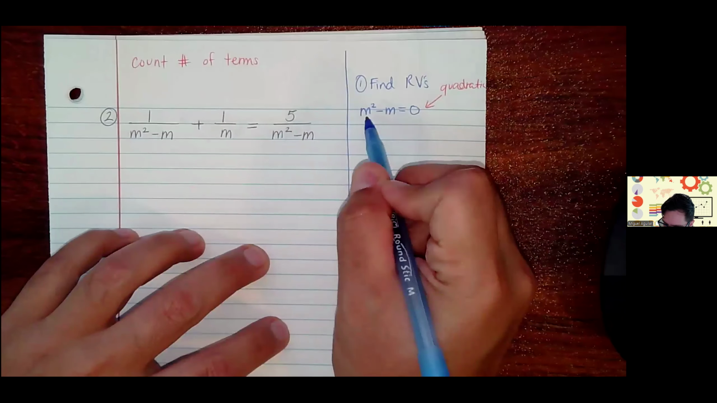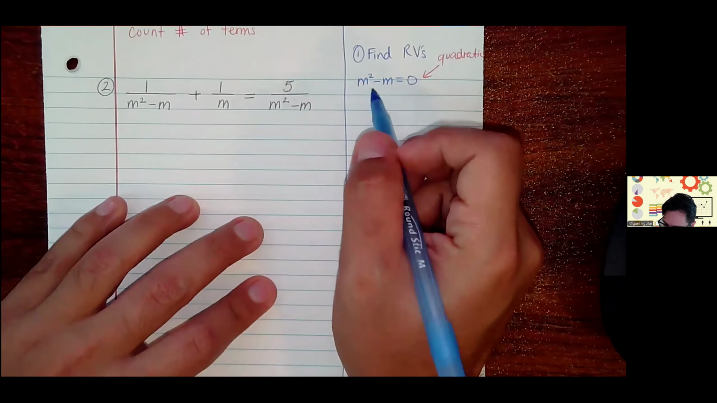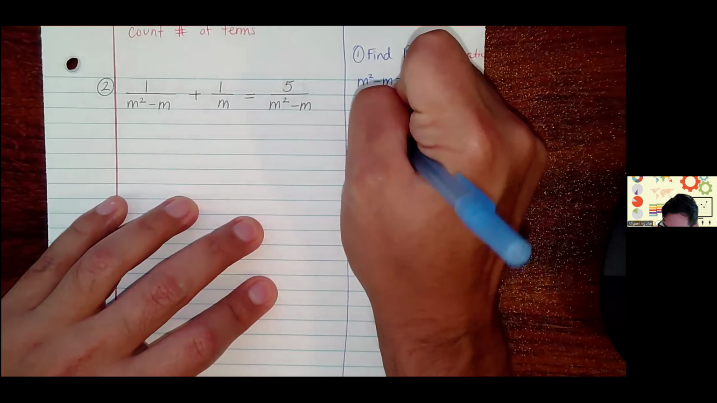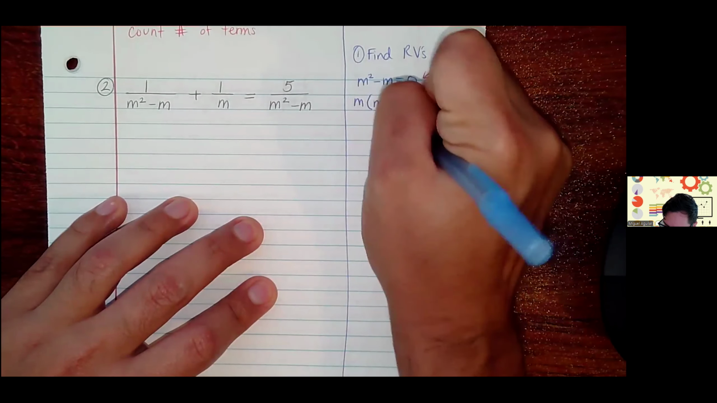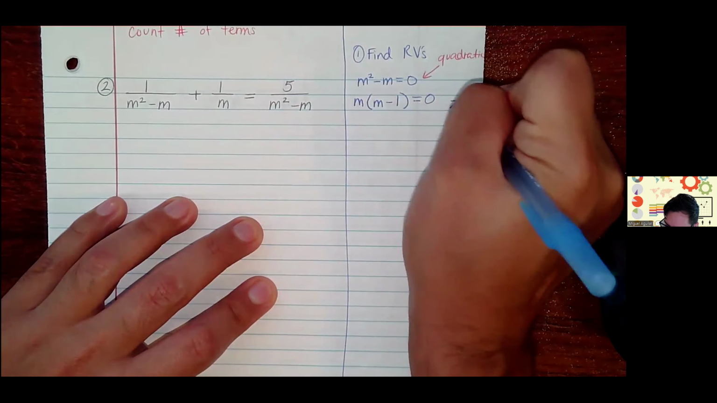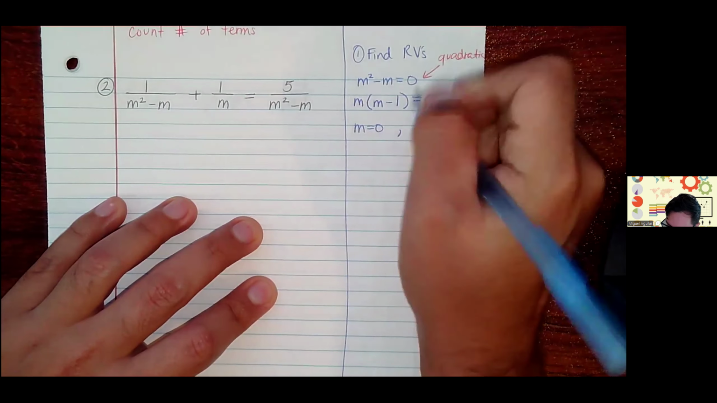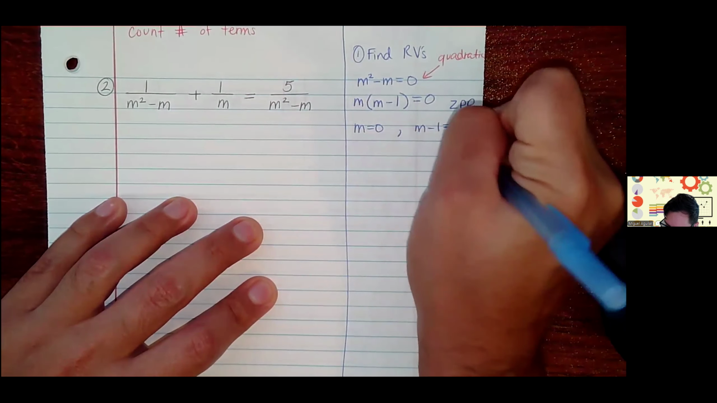So I'll go ahead and say, well, most of the time when we have a quadratic, we want to go ahead and factor the denominator. That can be helpful. So we'll factor out an m here, and we'll have m minus 1 is equal to 0. Then applying the zero product property, we'll have m is equal to 0 and m minus 1 is equal to 0.